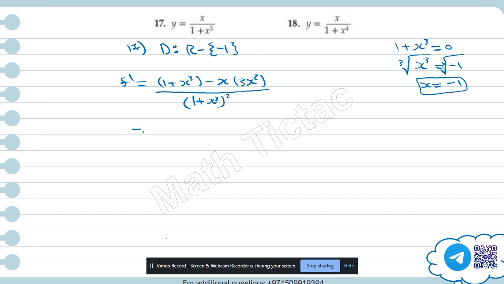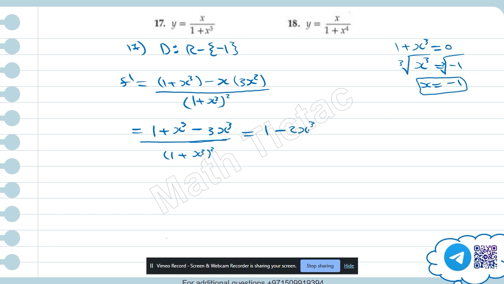Now let's make the derivative equal to 0, from the numerator zeros. So 1 minus 2x cubed equals 0. Take the 2x cubed to this side, then divide by 2. So x is equal to the cubic root of 1 over 2, which is 1 over the cubic root of 2.